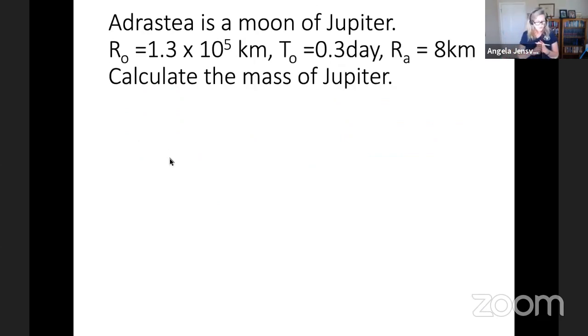Okay, same moon. Calculate the mass of Jupiter using Kepler's third law. I'll give you 1 minute.